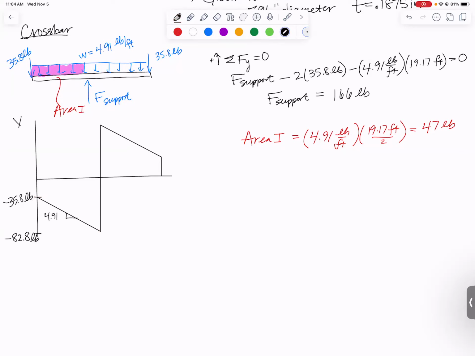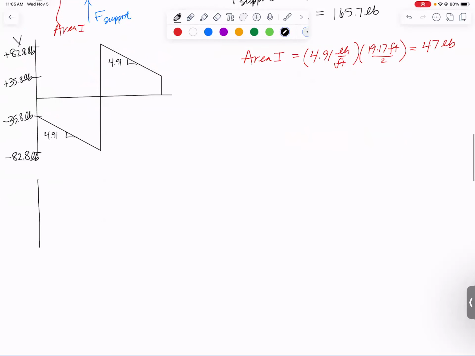Then we jump up 166, which I should have kept more decimal places. We're actually going to jump up 165.7 pounds, which is basically going to take us to positive 82.8 pounds. Then we're going to go down at that exact same 4.91 slope for the same amount of distance. So that means we're going to come down to plus 35.8 pounds and then back down to 0 at the end. From that, we then are going to draw the bending moment diagram.